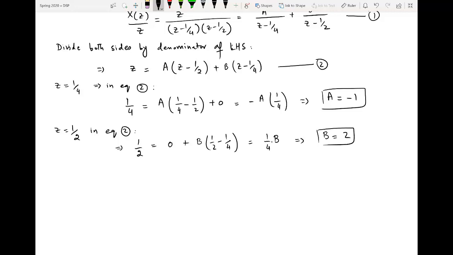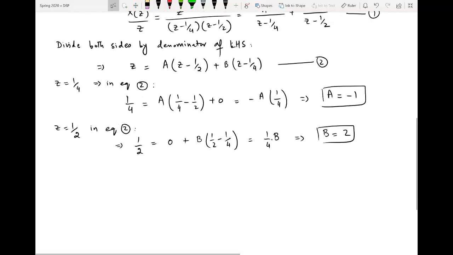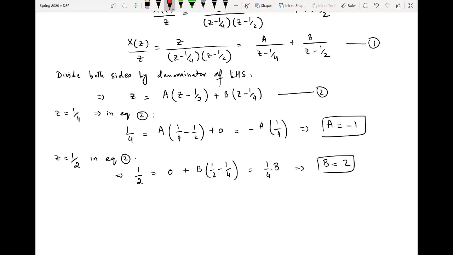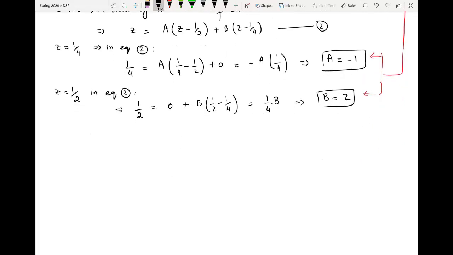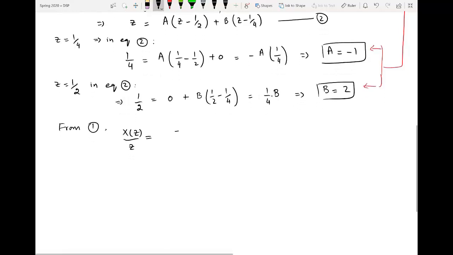So by solving the partial fraction expression, we have got b is equal to 2 and a is equal to minus 1. So now we put these two values into equation 1. So from 1, what we get now is X of z. Remember, this was not X of z, it was X of z divided by z. So in place of a we will write -1 over z minus 1/4, plus 2 in place of b divided by z minus 1/2.